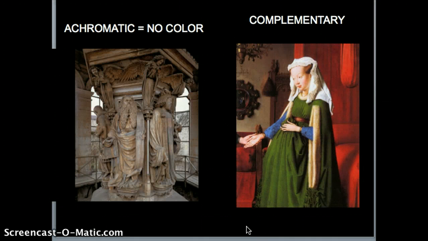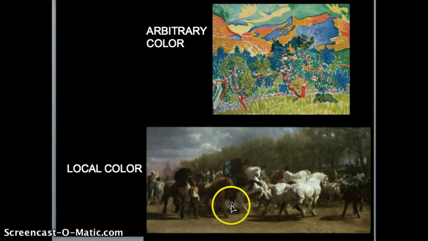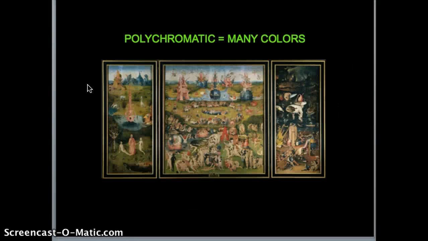A few different terms for describing color. Achromatic means no color. When we're looking at a lot of ancient and classical antiquity sculptures, the color has flaked off, so they're colorless. Complementary colors, like I was mentioning, red and green, are colors that are opposite from each other on the color wheel. Arbitrary colors are colors that don't necessarily occur in nature. Local color is color that occurs true to nature, so more realist styles. Polychromatic means many colors, a huge array, not necessarily rooted in reality, but maybe something more from the imagination.